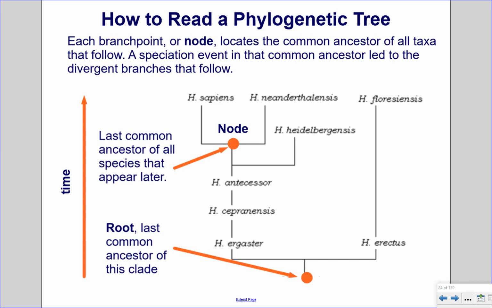How to read a phylogenetic tree. Each branch point, or node, locates the common ancestor of all taxa that follow. A speciation event in that common ancestor led to the divergent branches that follow.